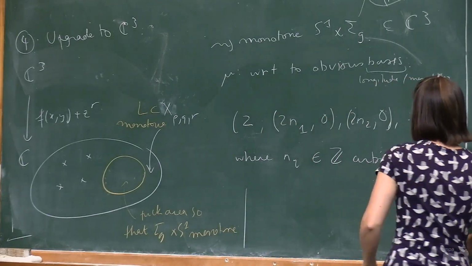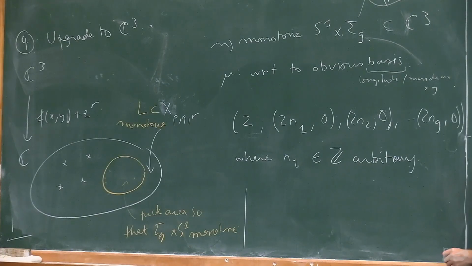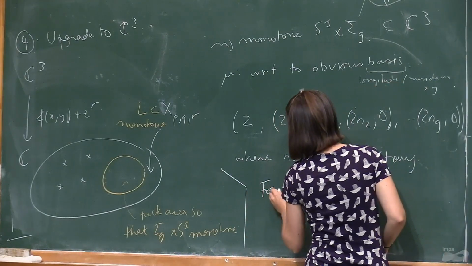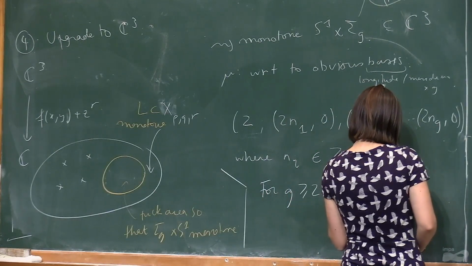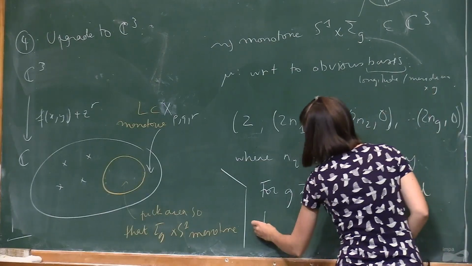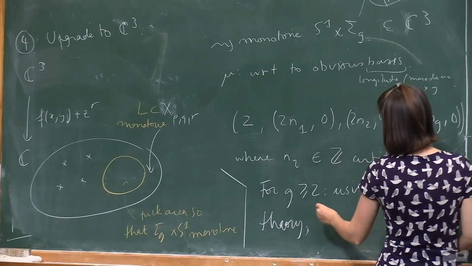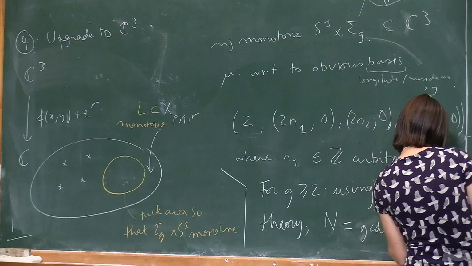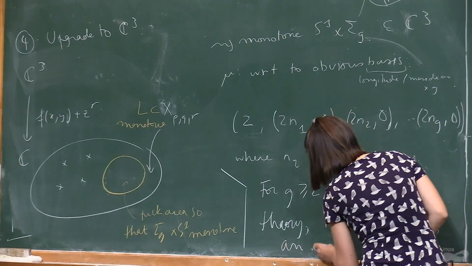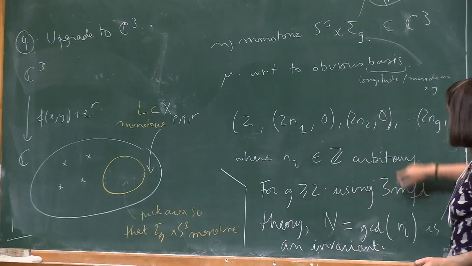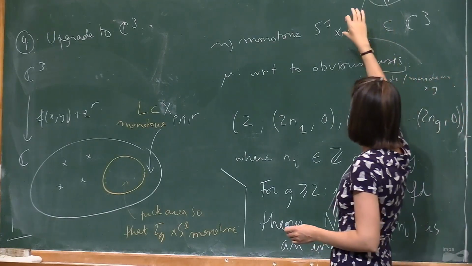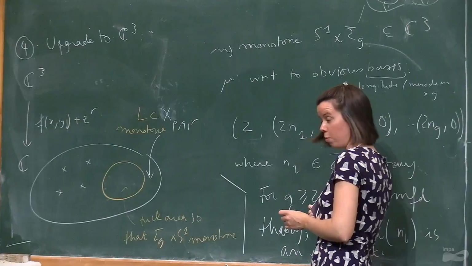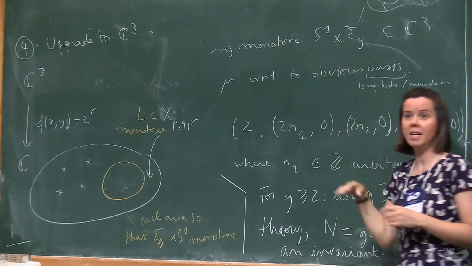And now it turns out that for g greater or equal to 2, using three-manifold theory, n, which is the GCD of the n_i, is an invariant. So the GCD of the n_i is certainly an invariant of just the Lagrangian of genus g inside X_PQR, right? But the point is that three-manifold theory tells you that as long as g is 2 or more, the splitting of a three-manifold as S1 times the surface of genus g is essentially unique.